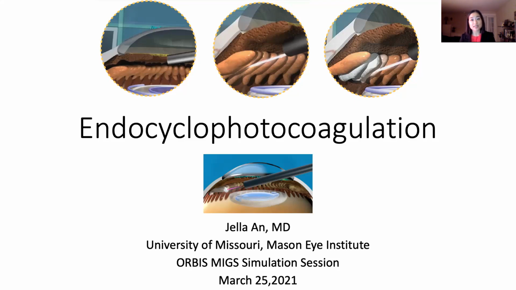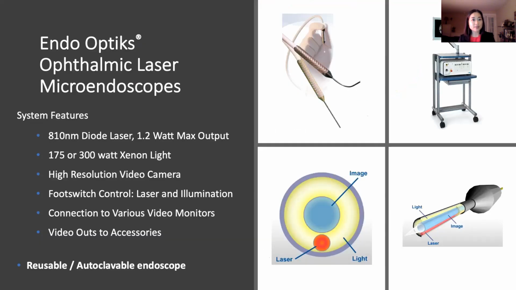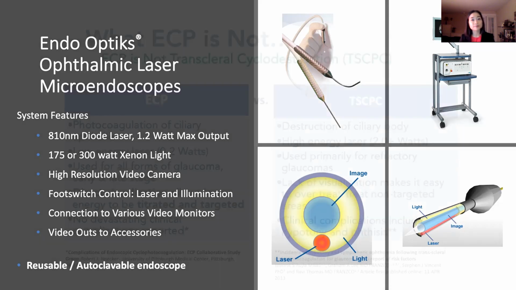We'll talk about endocyclophotocoagulation, or ECP, today. The ECP is a cycloablation with the additional advantage of direct visualization of ciliary processes during the treatment. The laser endoscope is comprised of an 810 nanometer diode laser, xenon light source, and a high resolution video camera that connects to a monitor. And there's a foot pedal that you can control the laser duration and illumination. The endoscope also comes in straight and curved designs, and they're reusable.